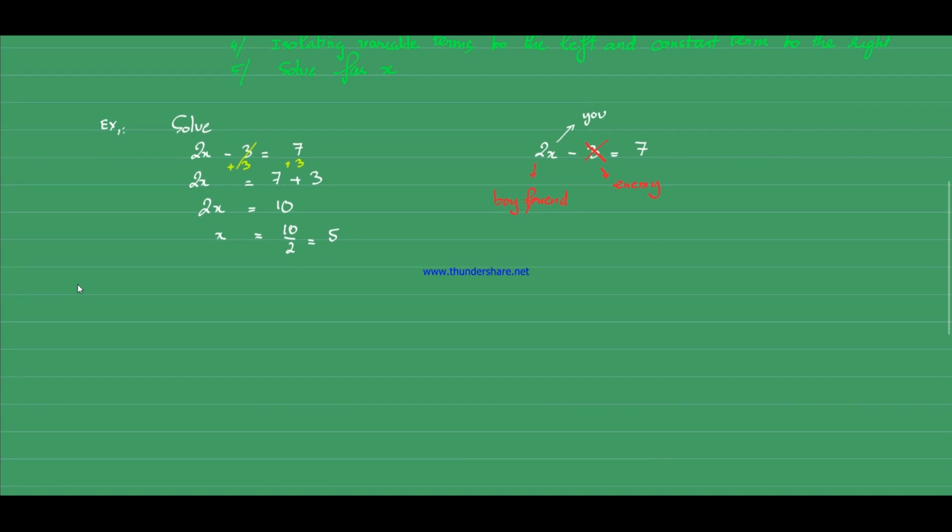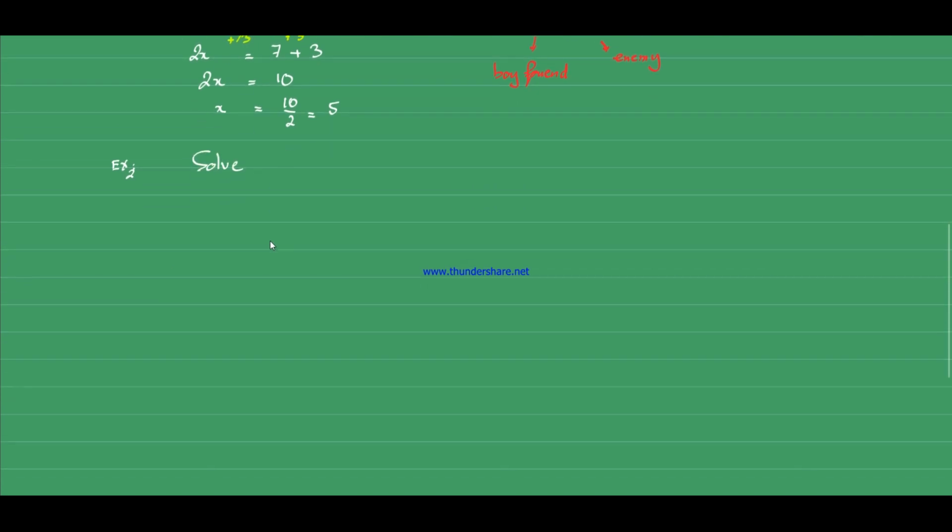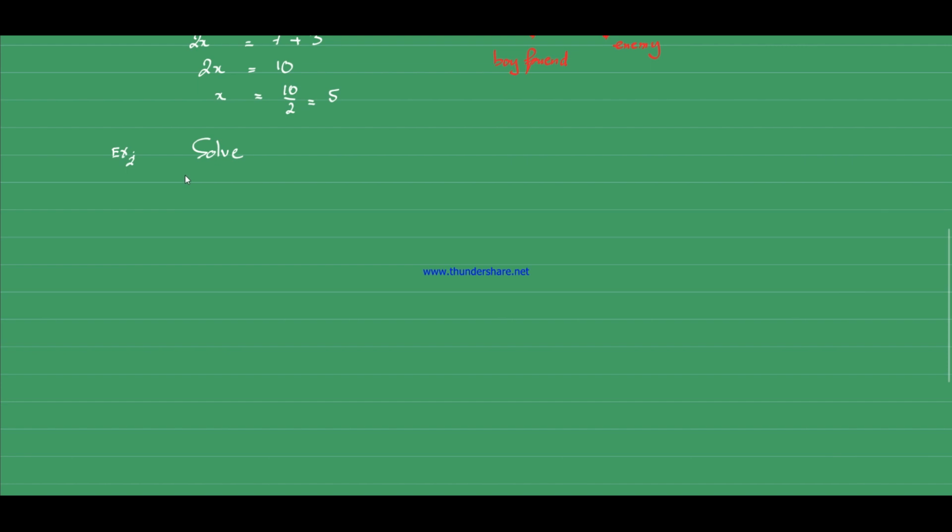All right. Now for example number 2, I'm gonna give you something a little bit harder. Maybe this one we have a parenthesis. How about we have something like this? Plus 4x minus 3 equal to x plus 5.